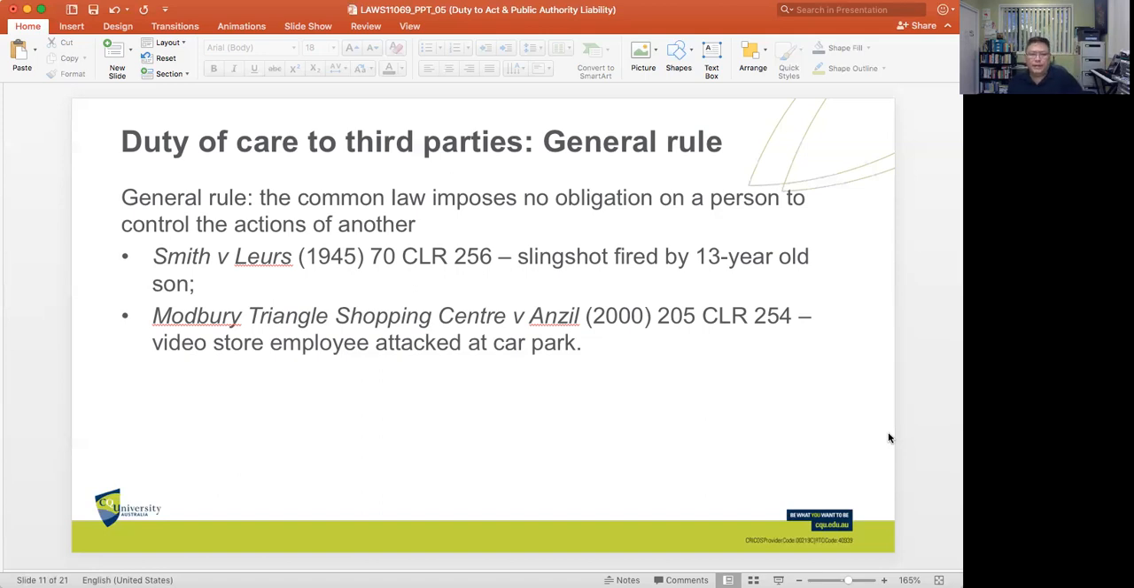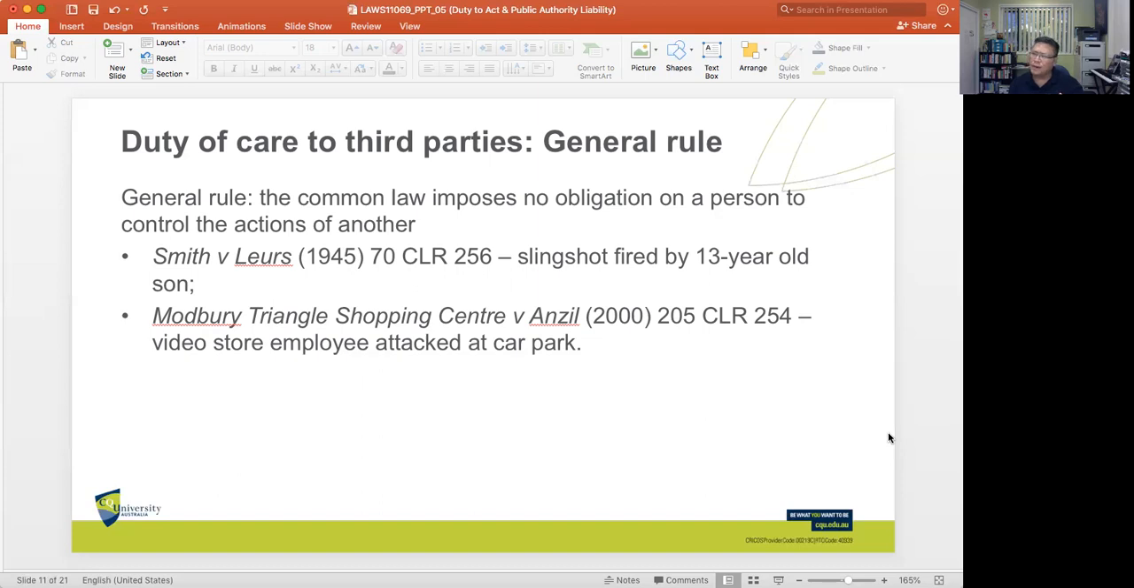In the case of Mudbury Triangle Shopping Center versus Angel, a video store employee was attacked in the car park of the Mudbury Triangle Shopping Center. It was the plaintiff's position that the shopping center owed him a duty of care because it happened in the shopping center's car park, and the shopping center could have provided security measures to prevent harm to him.